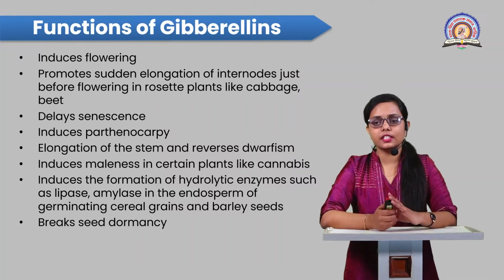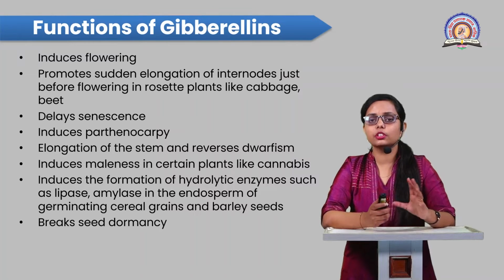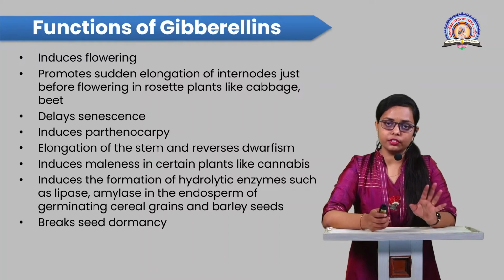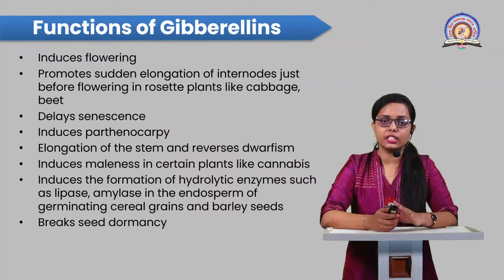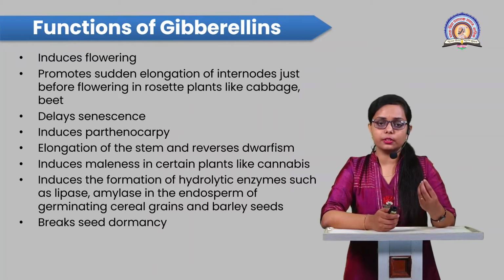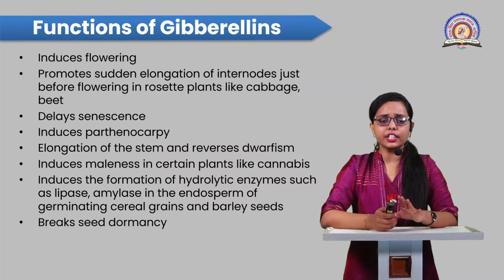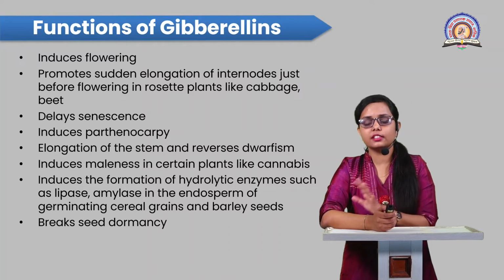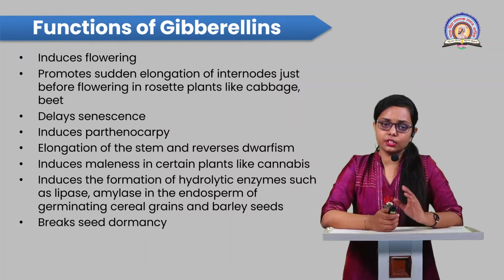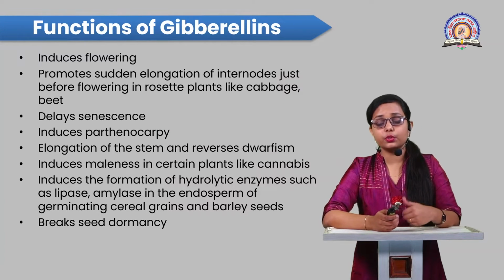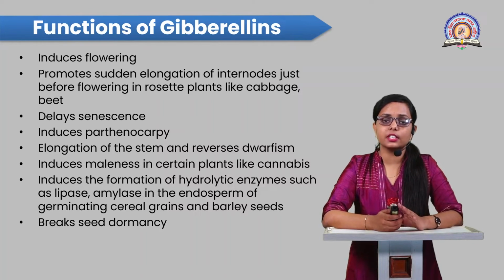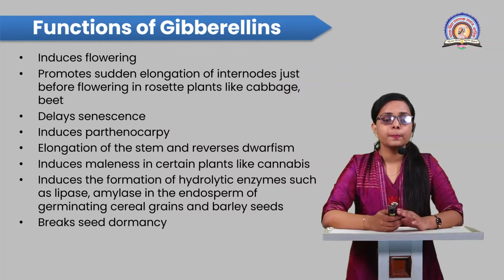It delays senescence. Senescence is a naturally occurring phenomenon in which old aged plant parts fall from the plant. So aged leaf, root, stem are detached from the plant naturally. Gibberellin has the function to delay it. When we want to delay senescence or leaf fall, we can spray gibberellin so that it would delay the senescence, not stop it. It induces parthenocarpy. Again, to form seedless varieties, we can use gibberellins. Parthenocarpy is formation of fruit without fertilization.